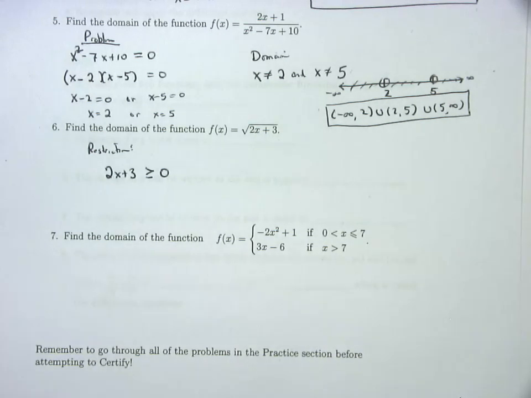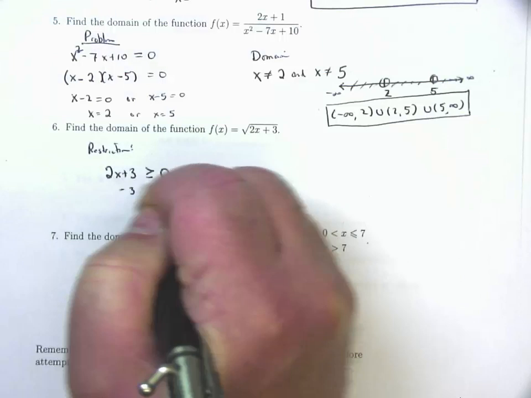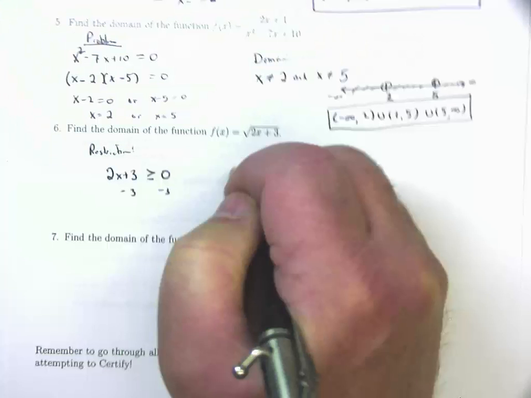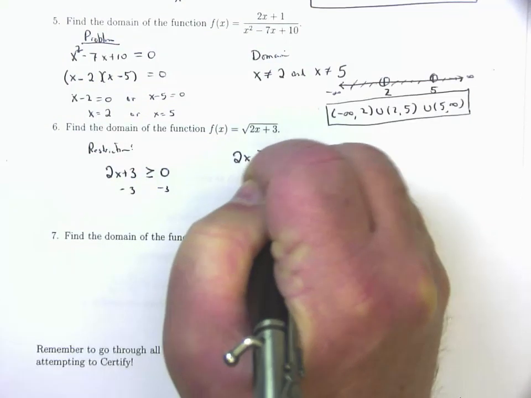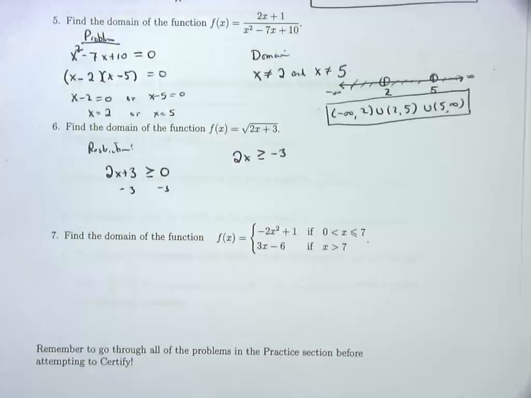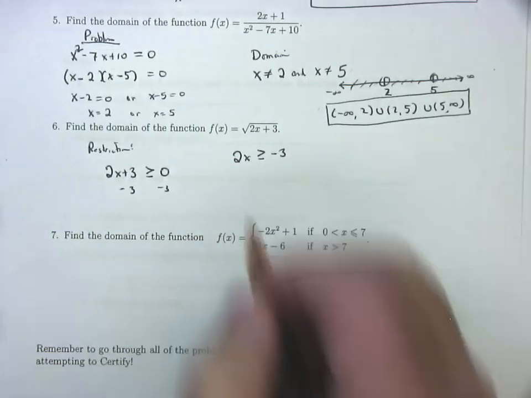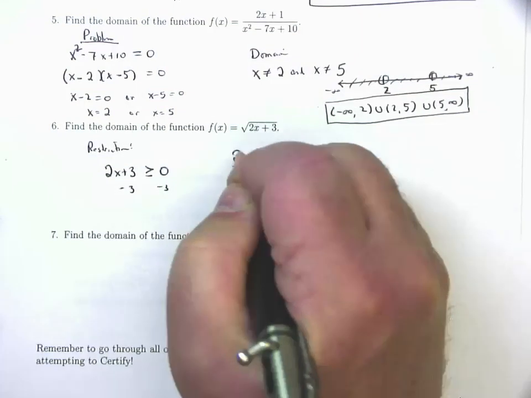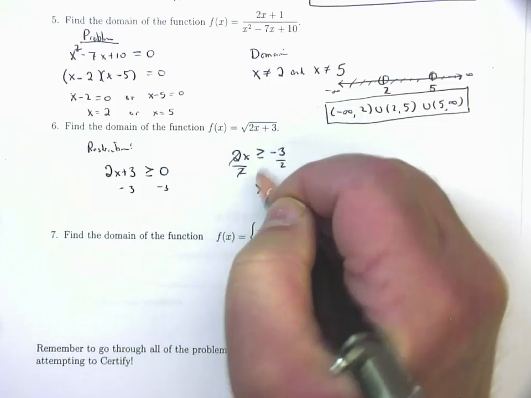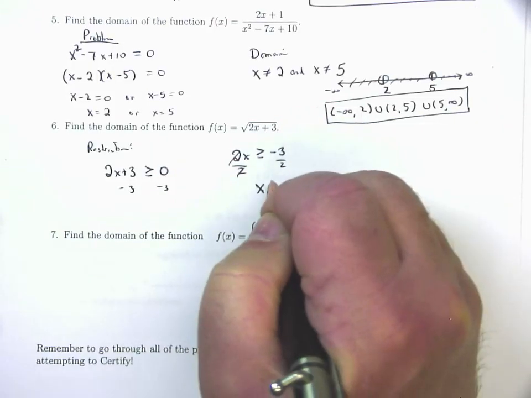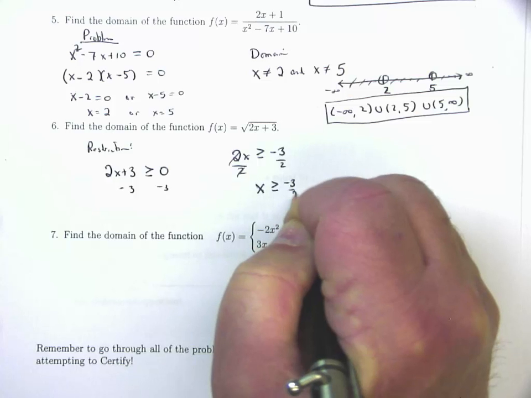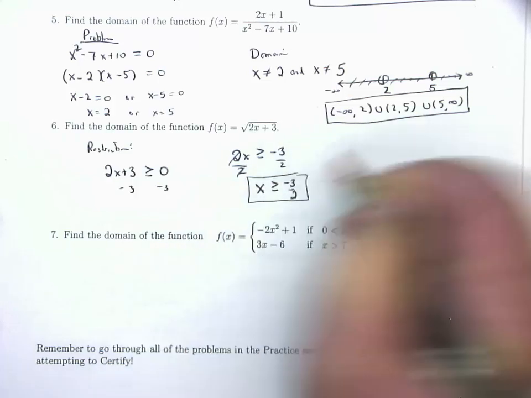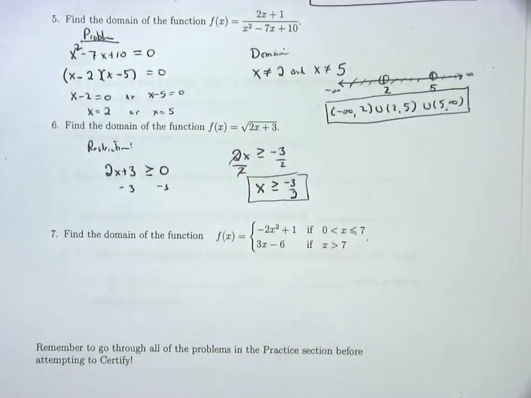So I'm going to solve for x over here. I'm going to subtract 3 from both sides. And this is going to give me 2x is greater than or equal to negative 3. And then I'm going to divide by 2 on both sides, getting the x by himself. So x is a positive 2, so no sign change. x is greater than or equal to negative 3 halves. And you can state that as your domain. x has to be greater than or equal to negative 3 halves.